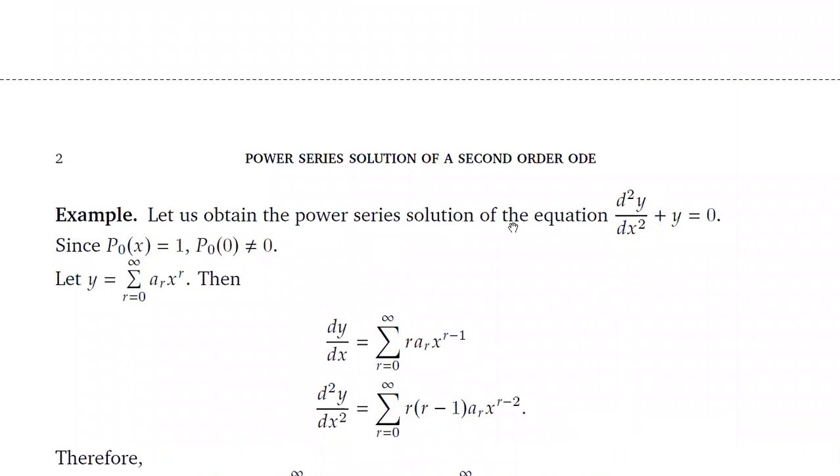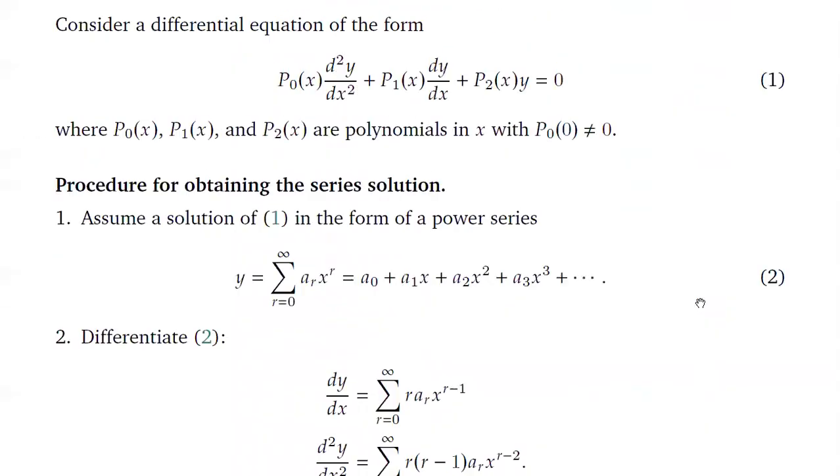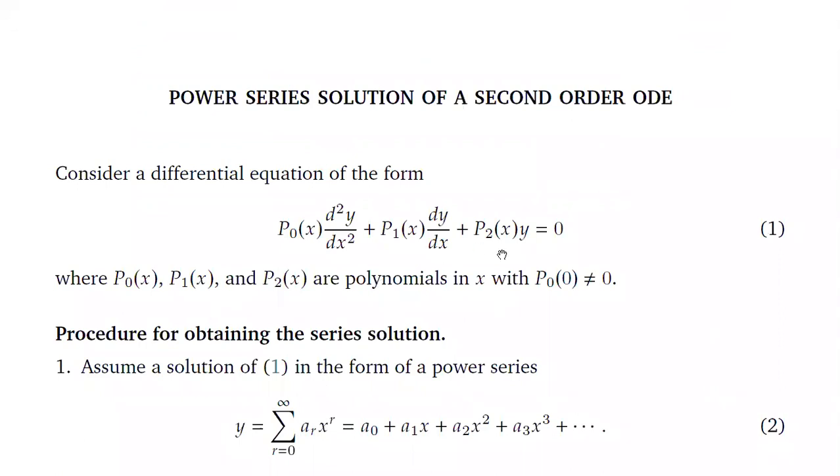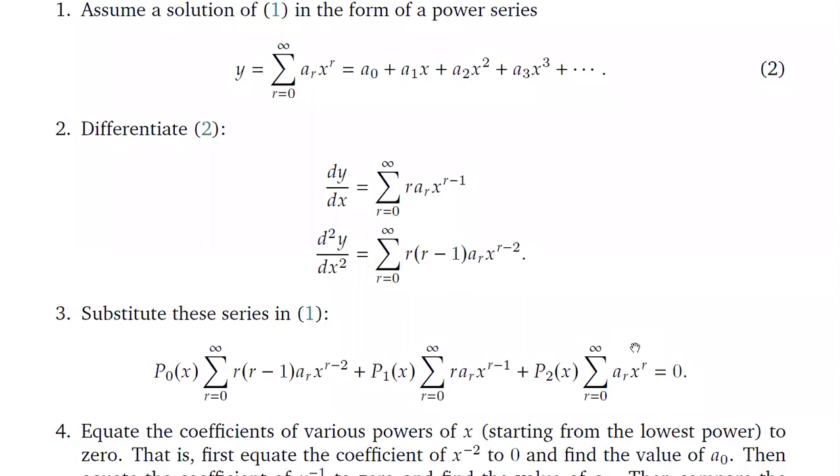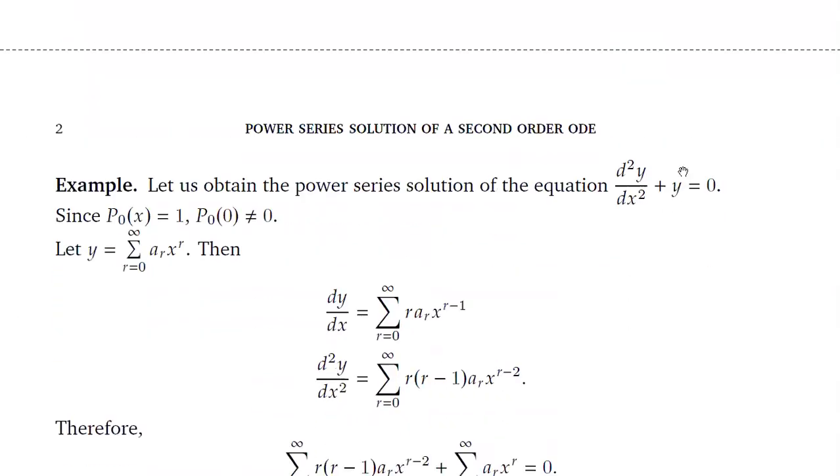So let's obtain the power series solution of the equation d square y by dx square plus y equal to 0. So what do you do in case of power series method? First of all, we check whether p naught of 0 is not equal to 0. In this example, the coefficient of d square y by dx square, that is p naught of x, is nothing but 1. And when x is equal to 0, p naught of 0 will not be equal to 0.